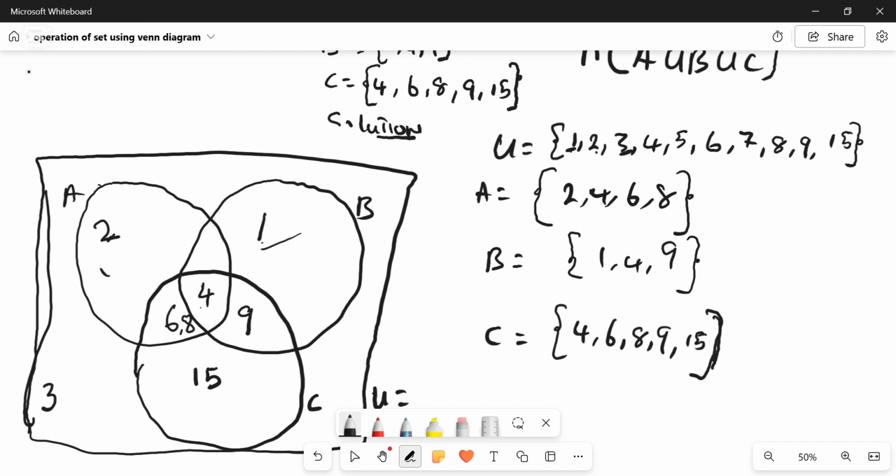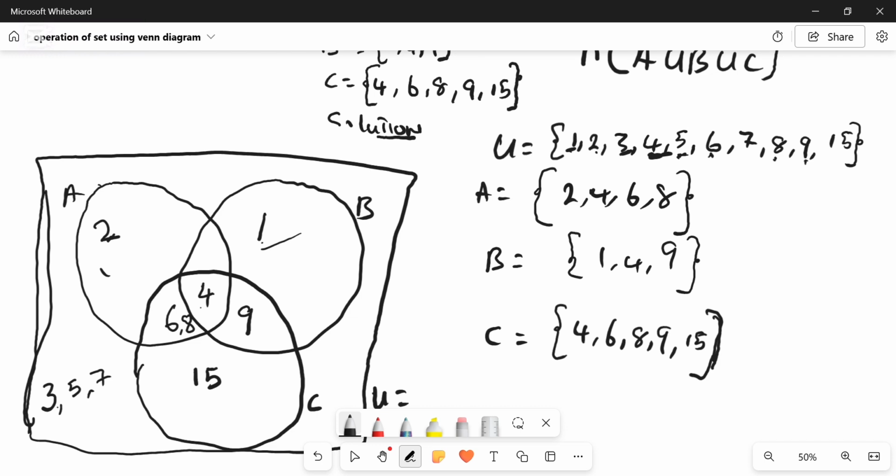You have your 4. It's already there. Your 5 is not there. So your 5 will be here. So you have your 6. Yes, 6 is already in the subset. 7 is in no subset, so I'm going to put 7 here. So 8, yes, 8 is in the subset. You have your 9 also in the subset, and your 15. So with this, all the elements of this universal set are in the Venn diagram.